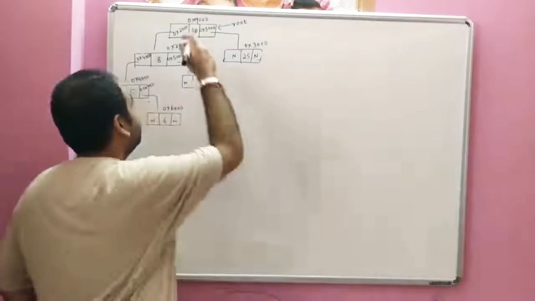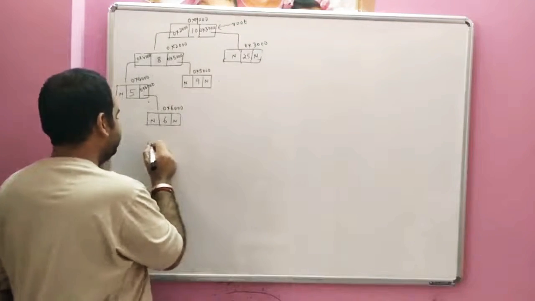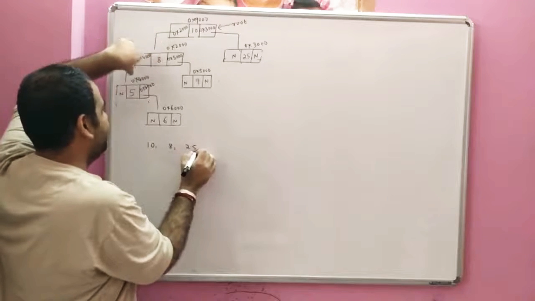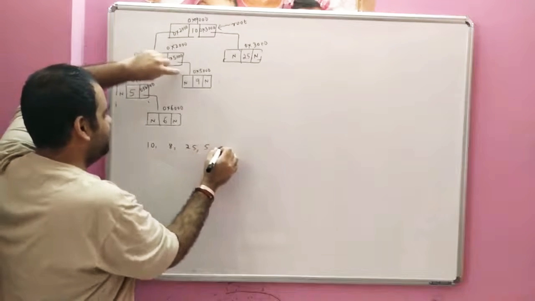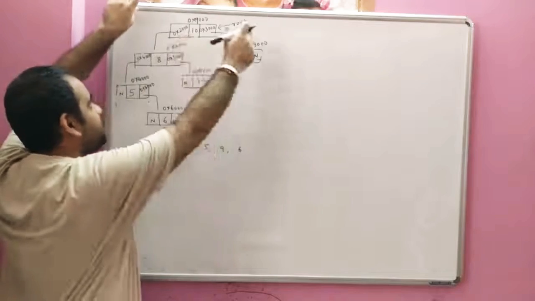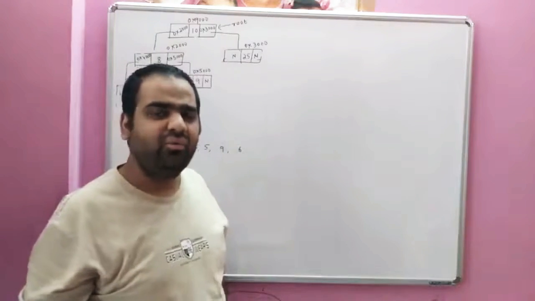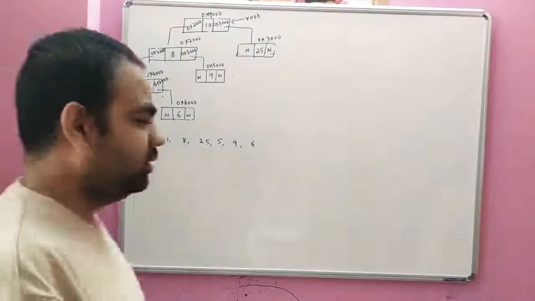The level order traversal of this tree is 10. Next you get 8. Next you get 25. Next is 5, 9 and 6. Level by level you print it. Right. Now, how do we solve this?